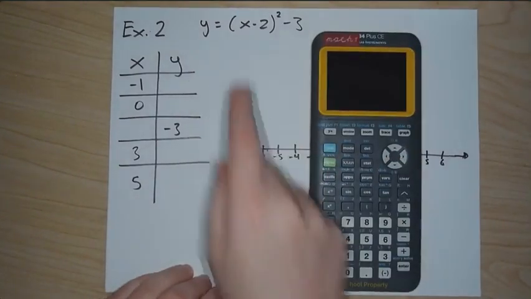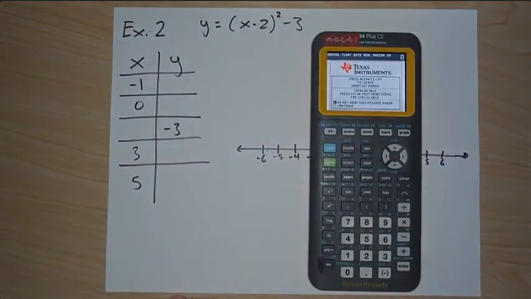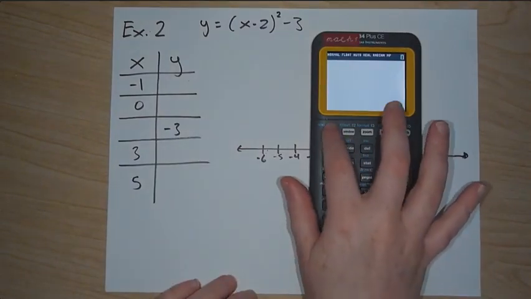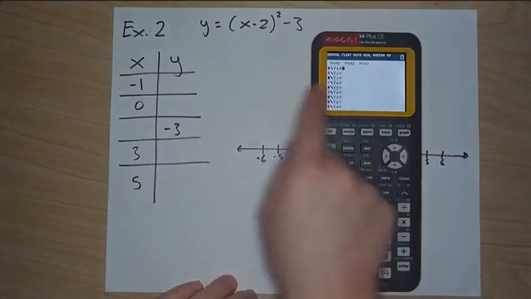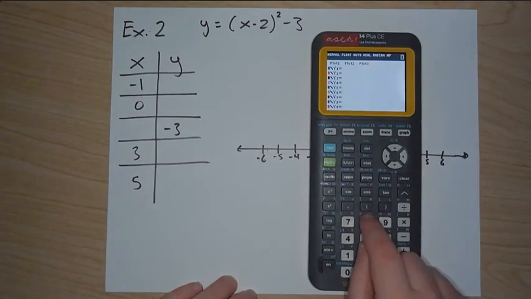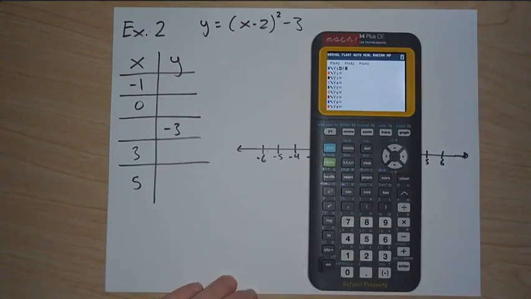We're going to input this function into our y equals menu. So pressing clear to get rid of that, we're going to press this y equals up here. We're going to input our function up here. So there should be parentheses right here. Put that first parenthesis in there.